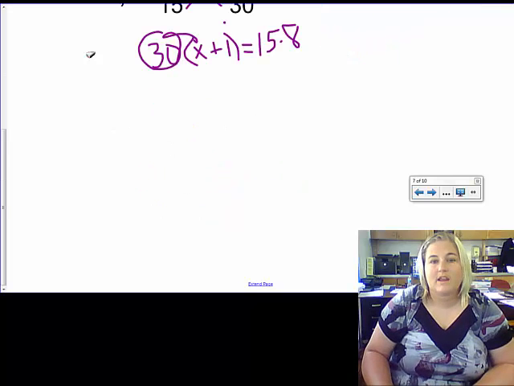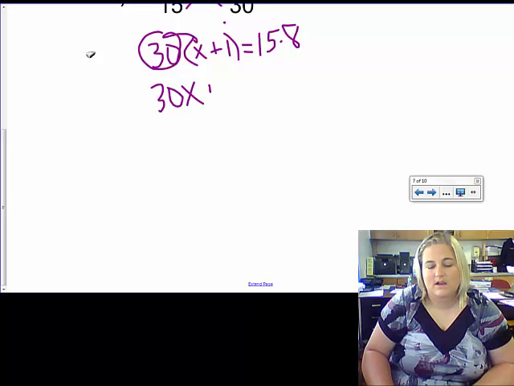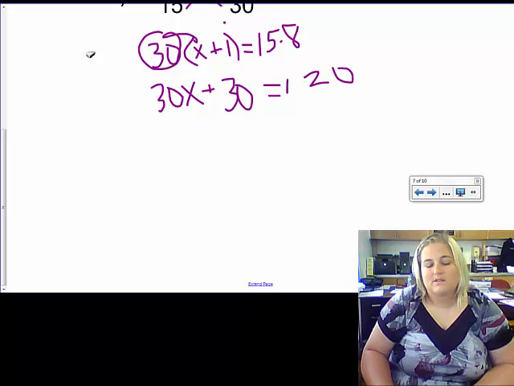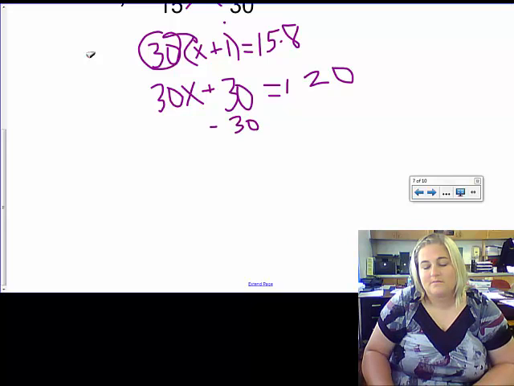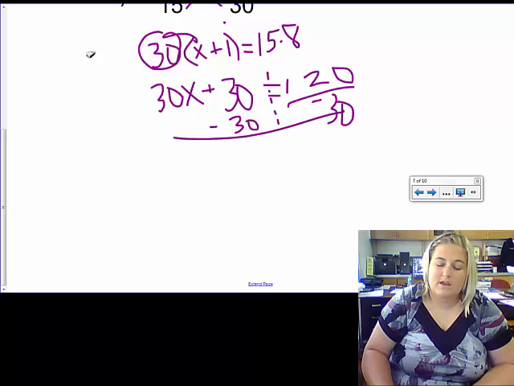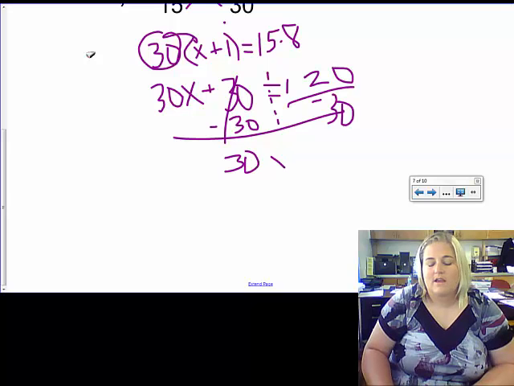So I have 30 times X, which is 30X, plus 30 times 1, which is 30, equals 15 times 8, which is 120. And now I'm solving to get X by itself. So I need to subtract 30 from both sides of the equal sign. Whoops, I just put division and I should not have. So I'm subtracting 30 on both sides. That will cancel, leaving me with 30X equals 90.